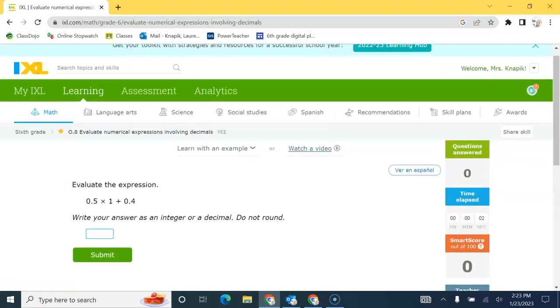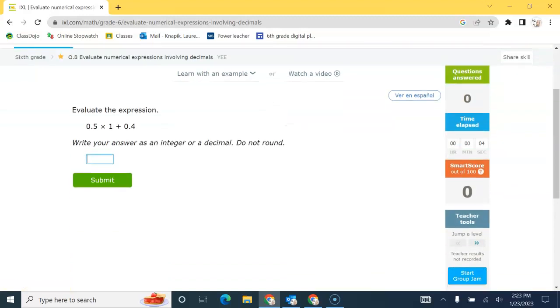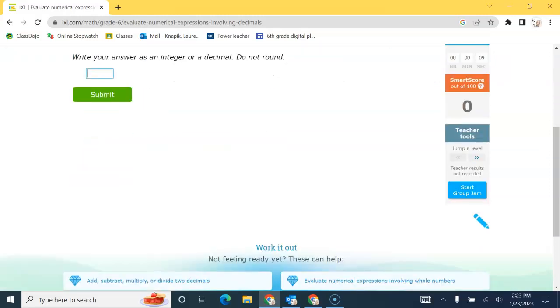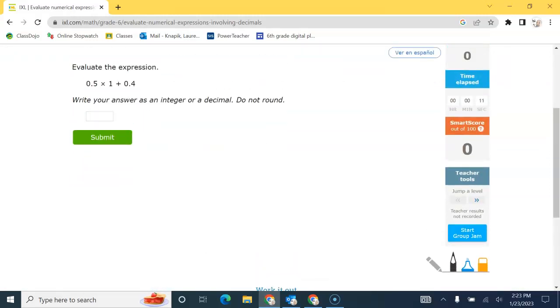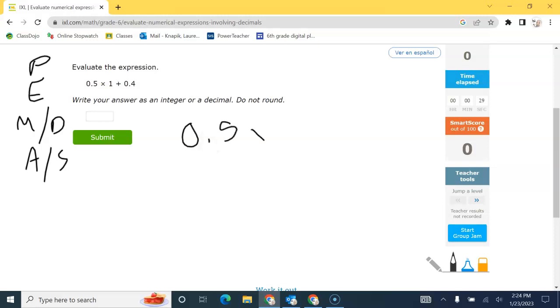Now, remember when you're doing these IXLs for the expressions, I do expect a couple things, or Evil Napic expects a couple things. The first thing she expects is for you to write PEMDAS on the side of your paper. And the second thing she expects is for you to show each step when you're doing your work. So the first thing you want to do is write out PEMDAS on the side of your paper, and then rewrite your expression on your paper so you can see everything.